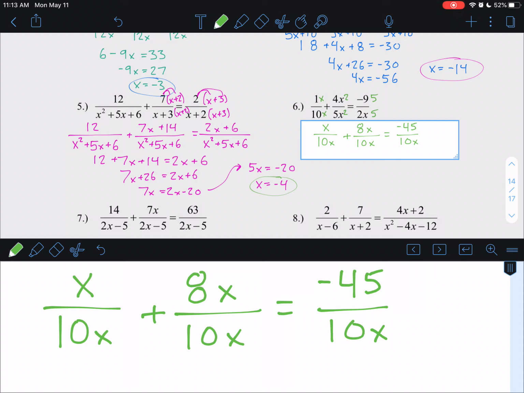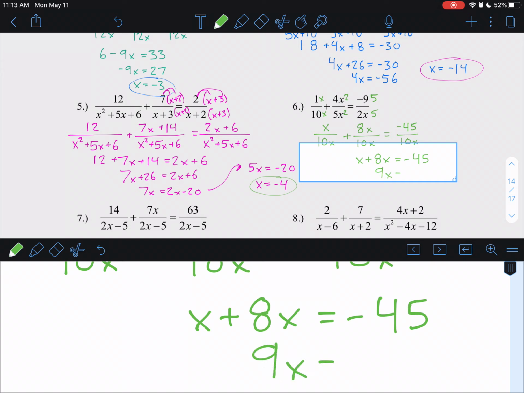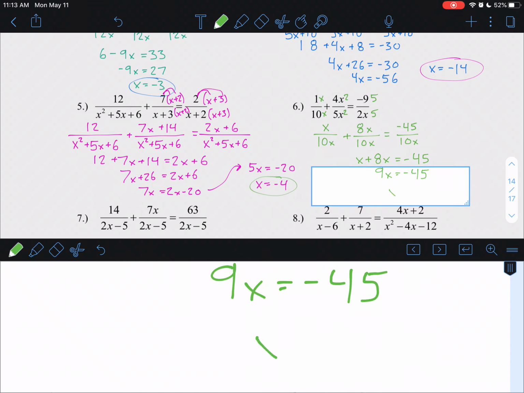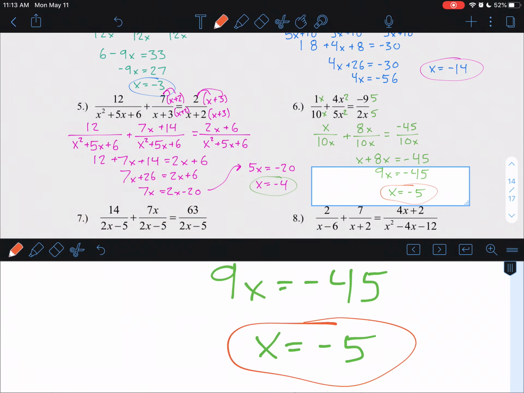And now they're all the same denominator, I'm just going to get rid of the denominator. So I got x plus 8x equals negative 45. I can combine my like terms. I got 1x plus 8x is 9x, and that's equal to negative 45. And then divide both sides by 9, x equals negative 5 on this problem. And that's my final answer. It's a nice color I want to go with. I'll go with orange. Okay. So yeah, x equals negative 5 on this one.